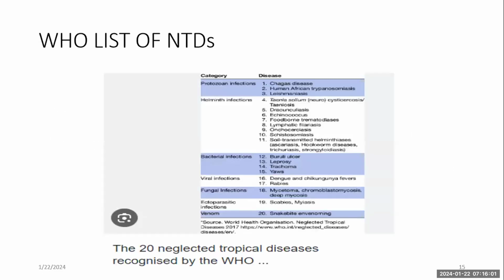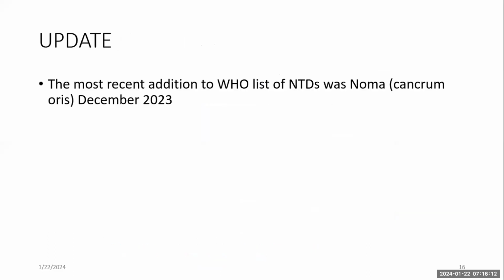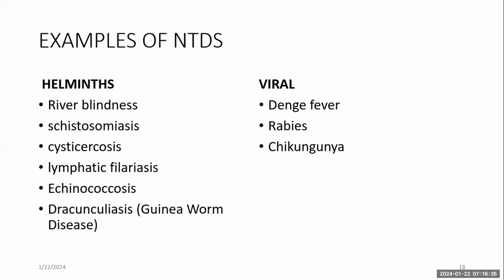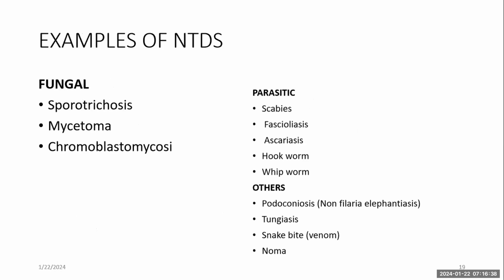So this is the WHO NTDs grouped into 20. The others I listed are actually a subgroup, but the main groups are 20. And currently they are 21 with the most recent addition of NOMA in December 2023, making the list up to 21 groups or classes of diseases. I just regrouped them into different classes of etiology as bacteria, protozoa, helminths, viral infections, or fungi, which I had mentioned earlier.